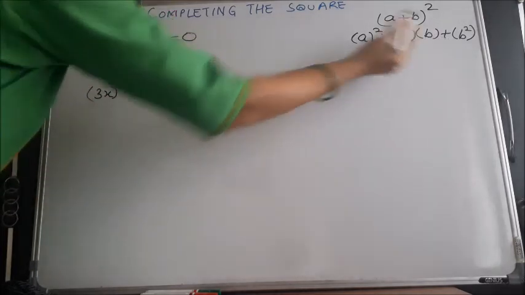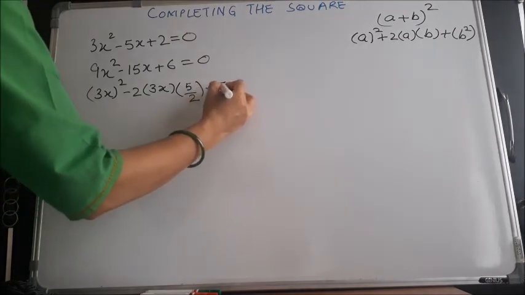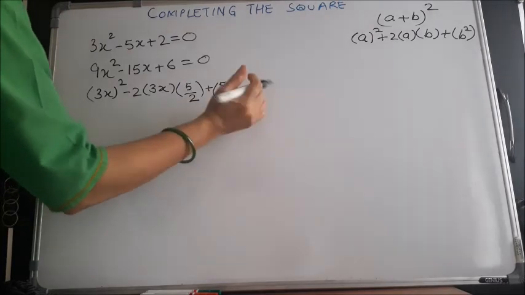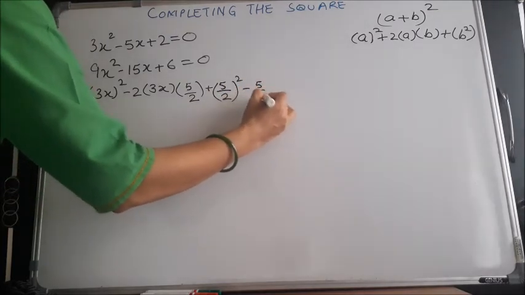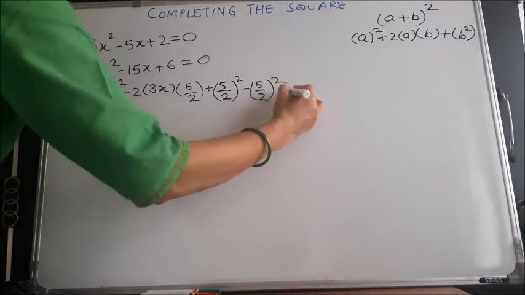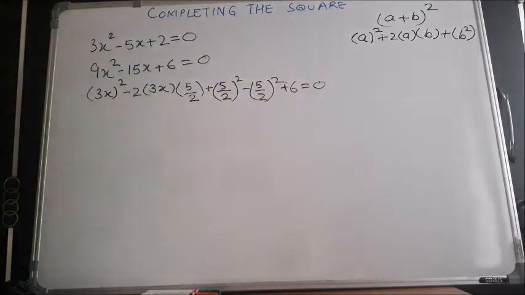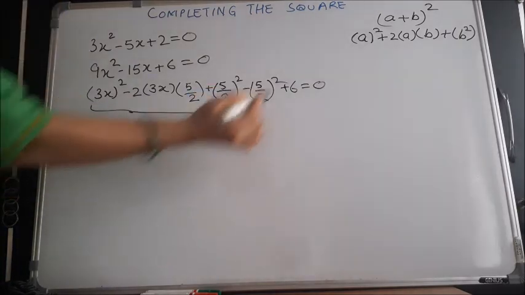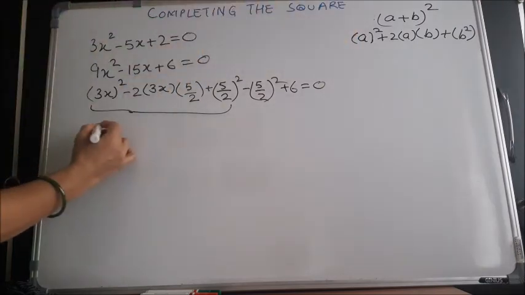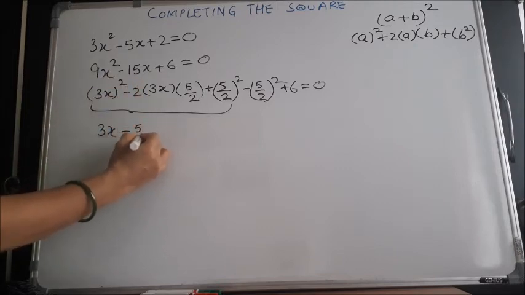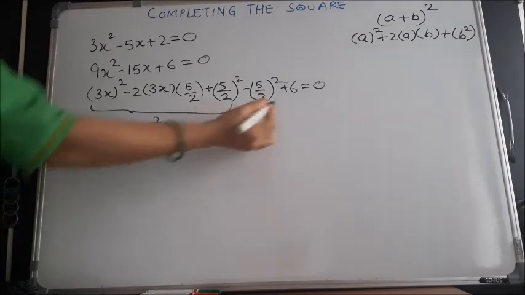So now we will add b square. So plus 5 upon 2 whole square. Again, if we are adding, we will also subtract. So minus 5 upon 2 whole square and the original 6. So plus 6 equal to 0. Now this whole thing will be written in the form a plus b whole square. So it will give you 3x, and remember there is a minus here. So 3x minus 5 by 2 whole square, and let's solve this.